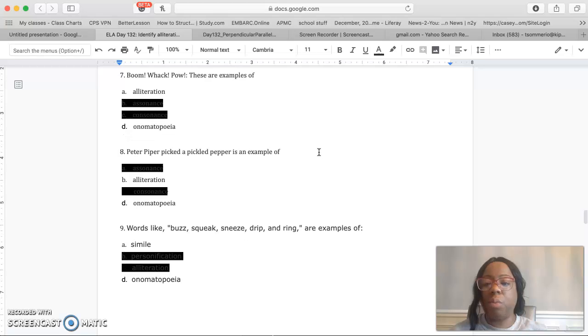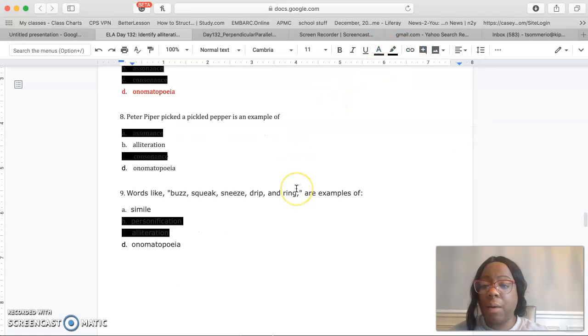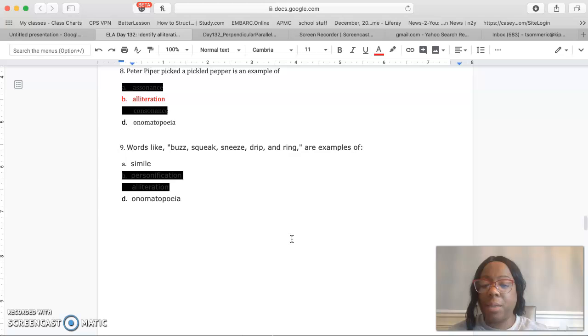Number 7, boom, whack, boom, pow. These are examples of onomatopoeia. They make sounds, guys. We got to make sure we remember. Onomatopoeias mean sound. Number 8, Peter Piper picked a peck of pickled peppers is an example of alliteration. That was definitely a tongue twister. Number 9, words like buzz, squeak, sneeze, drip, and ring are examples of onomatopoeias. They make sounds, guys.